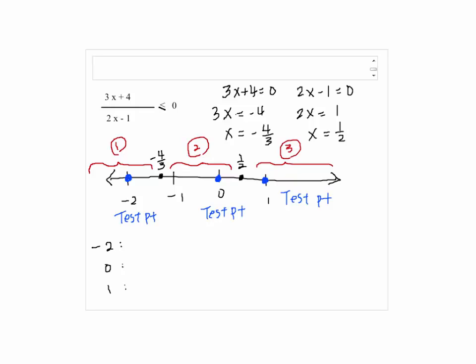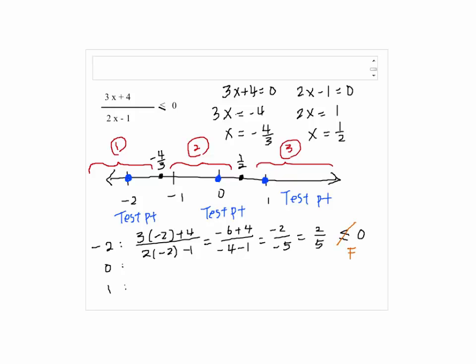So by plugging -2 into the original inequality, we get (3 times -2 plus 4) over (2 times -2 minus 1), which is (-6 plus 4) over (-4 minus 1). So -2 over -5, that is 2/5, is less than or equal to 0. And that is a wrong statement, so the interval gives us a false statement.